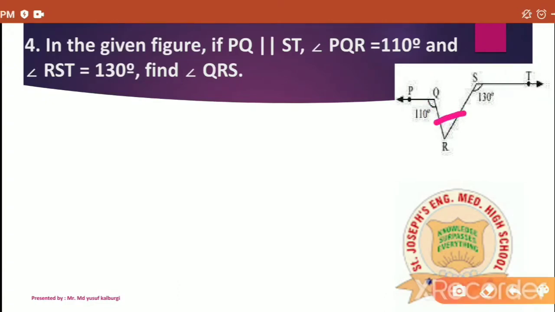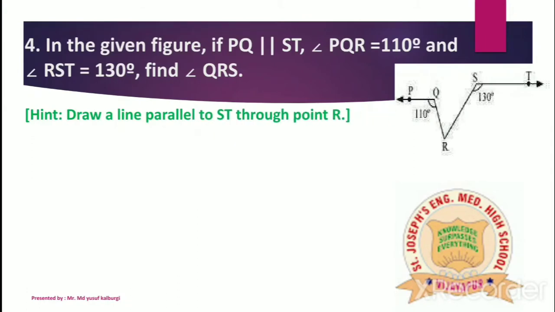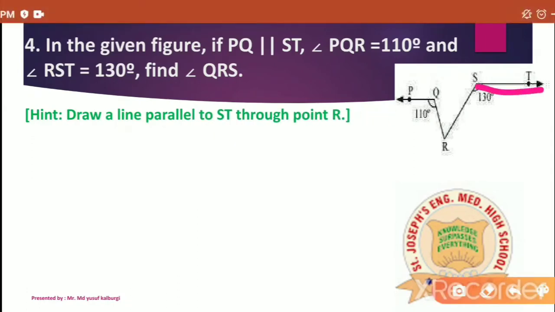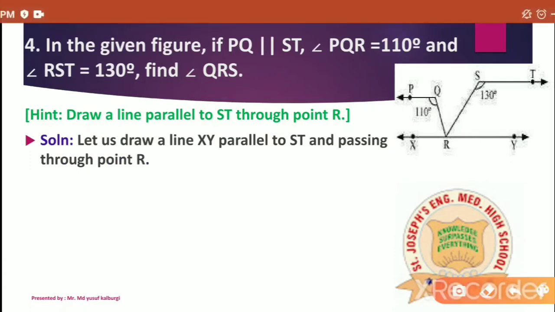How to find out this angle? To find out this angle, they have given one hint. What is that hint? Draw a line parallel to ST. You have to draw a line in such a way that it should pass through R. That means that line will come here only, and it should be parallel to ST. So let us go to the solution. Let us draw a line XY which is parallel to ST. We have drawn that line XY parallel to ST, passing through point R. So this is what we have, they have given the hint and we have drawn it.